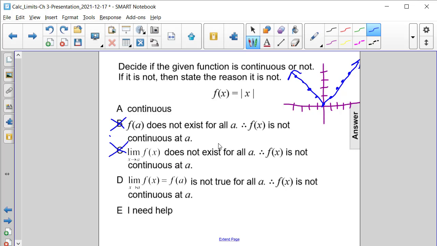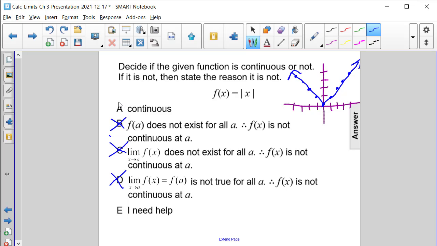And then, does the limit of f of x as x approaches a equal f of a? Is that not true for all a values within the domain? Well, it actually is true. Whether I pick an a value of -2, -1, 0, 1, 2, etc., if I take the limit as x approaches each of these values, the function approaches the f of a value. For example, as x approaches -2, the function approaches f of -2, which is +2. Therefore, D is also not an answer to this question.